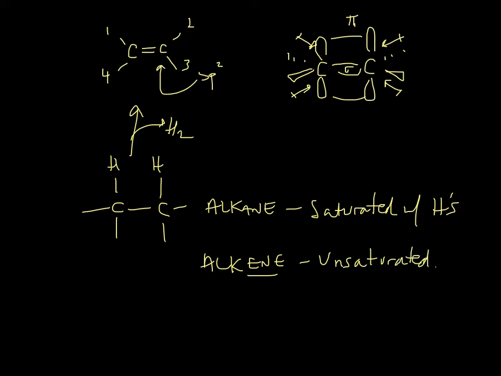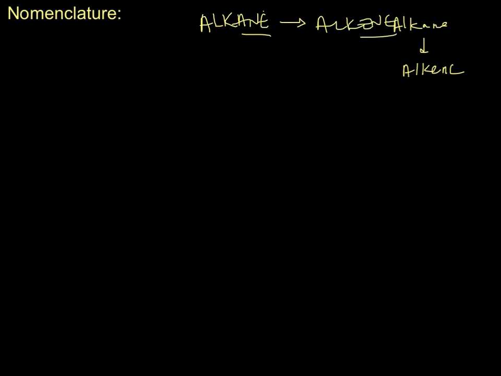Alright, so that's a very brief intro, and we will move on right now to talk about the naming. When we name an alkene, essentially we do the same thing that you do when you convert the word alkane into alkene. Alkane ends with ane, alkene ends with ene. And therefore, we take anything that's, say, propane and turn it into propene. So we drop the ane and replace it with ene.